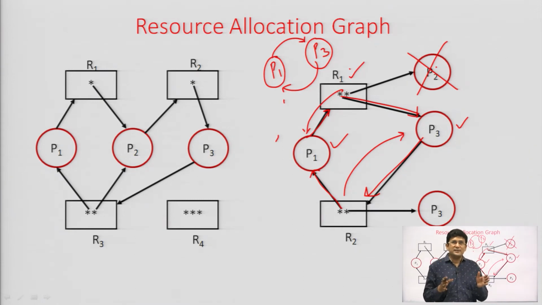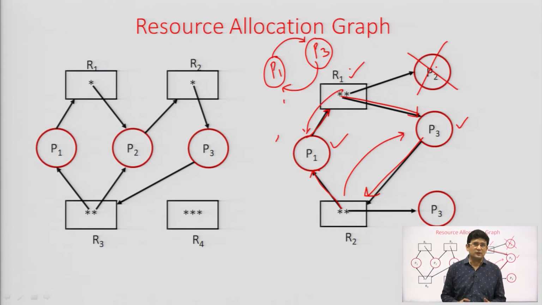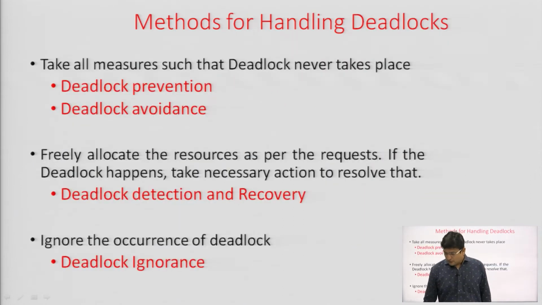So, here we have a cycle, but we do not have the deadlock. So, the cycle does not actually mean that there is a deadlock. We have also said that if this is a single unit request model, cycle means a deadlock. If multiple unit resource models are there, cycle does not actually mean the deadlock. The deadlock may be there, or deadlock may not be there.